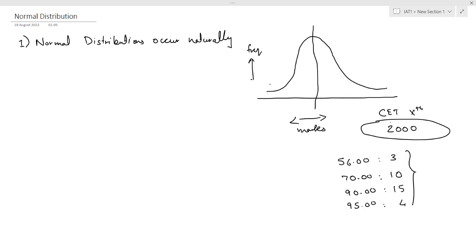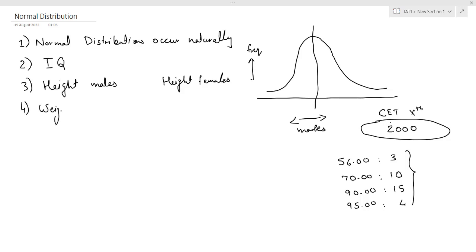It is not forced. This is also seen in the IQ of people. This is also seen in the height of people, height of males and females separately. If you take the height of males and the height of females separately, then you will get these curves. If you take them together, you won't get a normal distribution curve, right? If you take weight, or all such naturally occurring things, you will always get this normal distribution curve. So this occurs naturally.